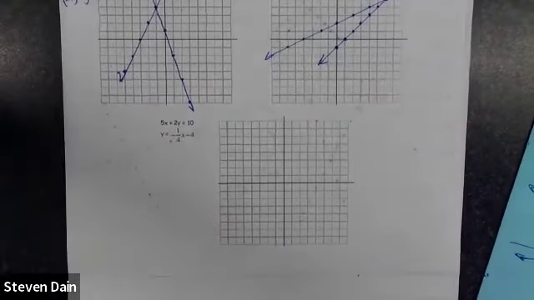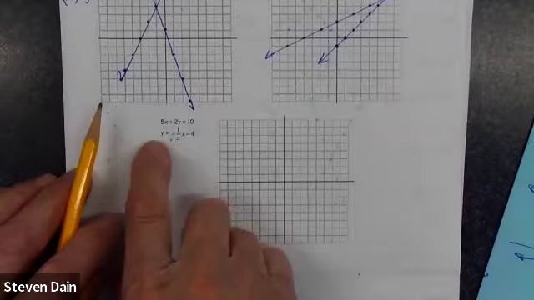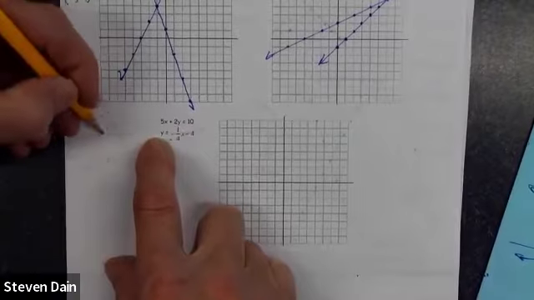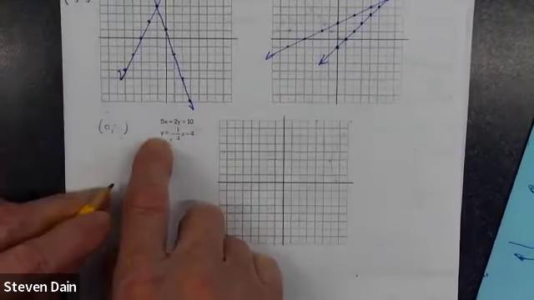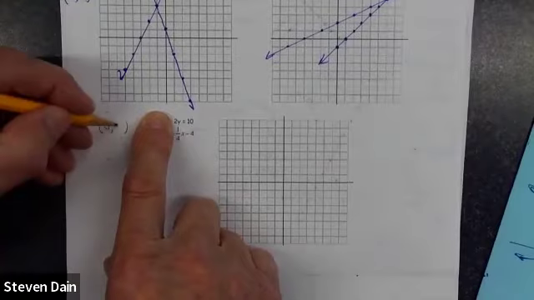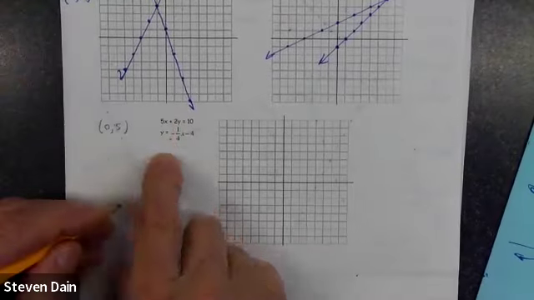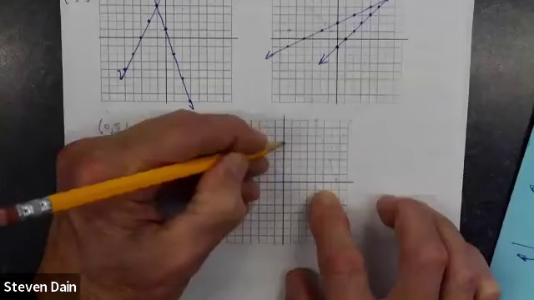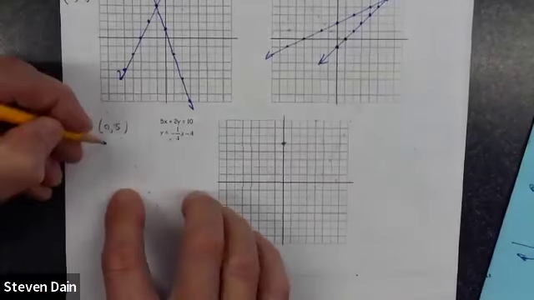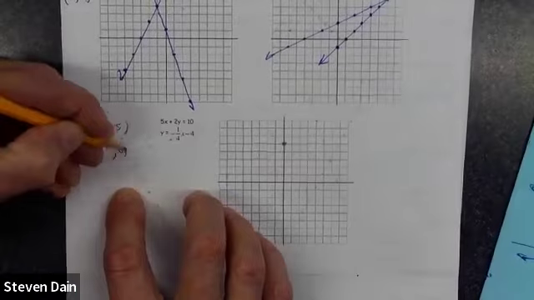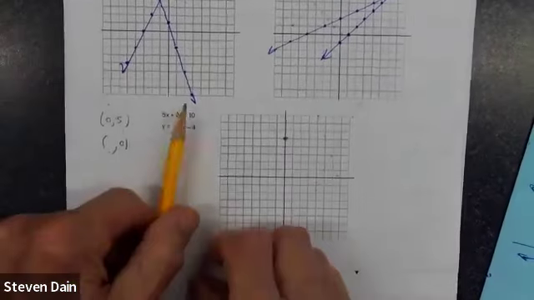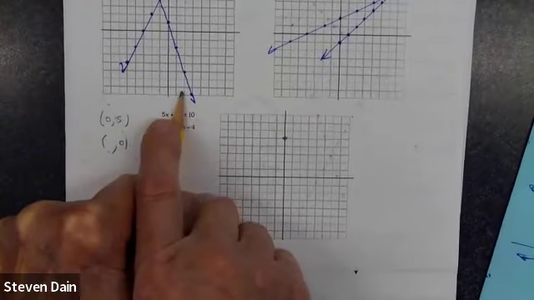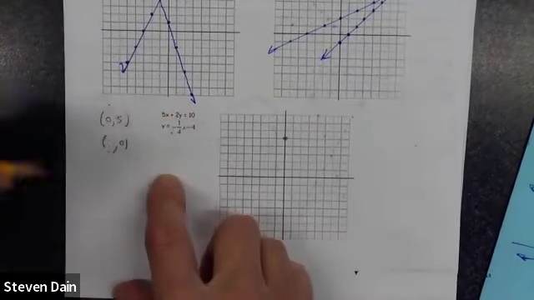Let's try another one. Okay, this is in standard form, but 5 and 2 both go into 10. That's nice. So if I plug in 0 for x and solve for y, I get 5. So the y-intercept is 5, 4, right there. Plugging in 0 for y and solving for x, I have 5x equals 10. So x is 10 divided by 5, which is 2.